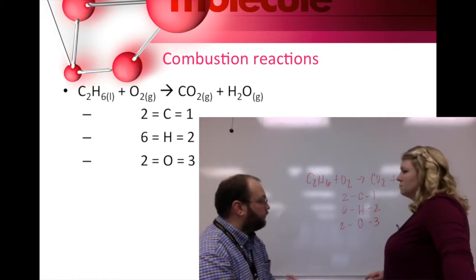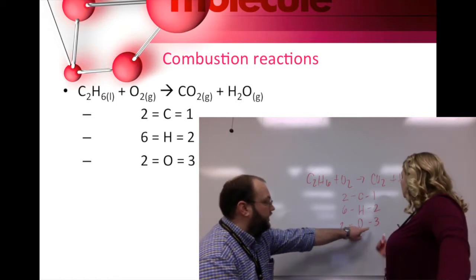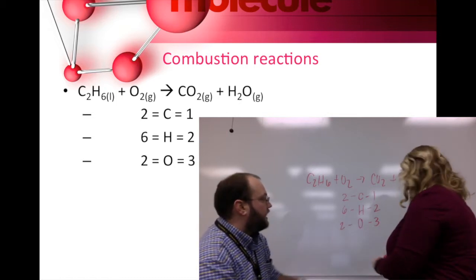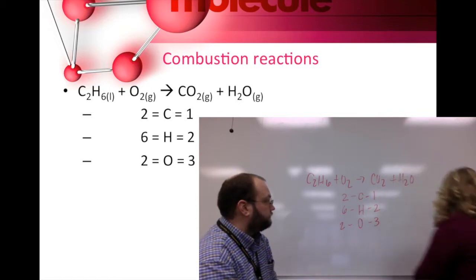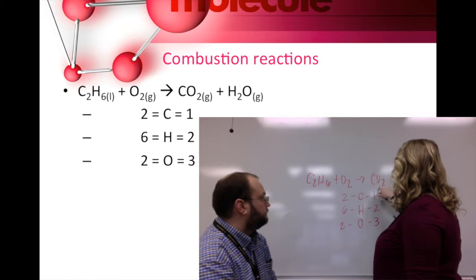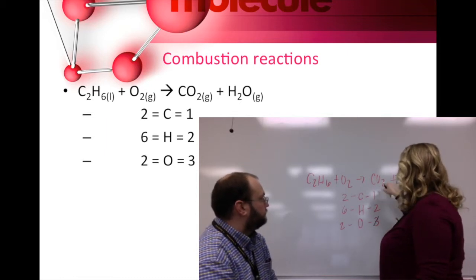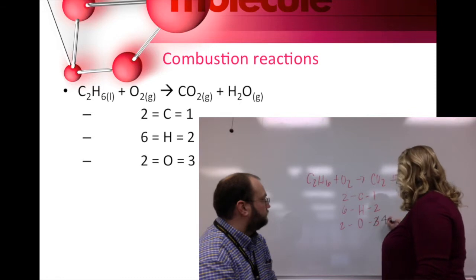So the first thing I want to do is, I see my O's have an odd number, so I want to make my O's even. And I'm going to switch colors just so that we can see a little bit better. So I'm going to make my O's even. I have 2 here and only 1 here. So I'm going to put a 2 in front of this one, and now I have 2 here plus these 2 gives me 4.